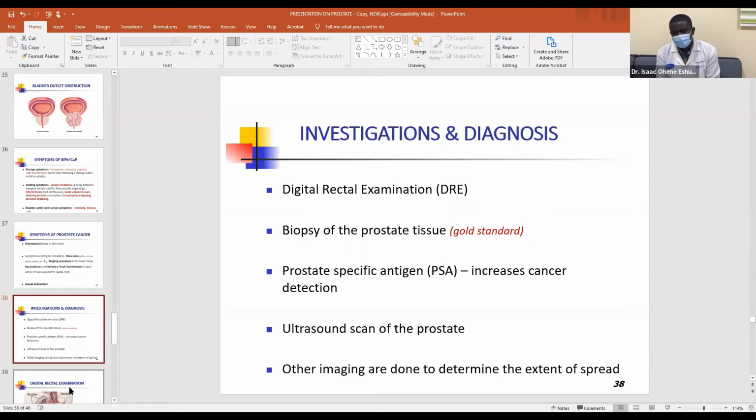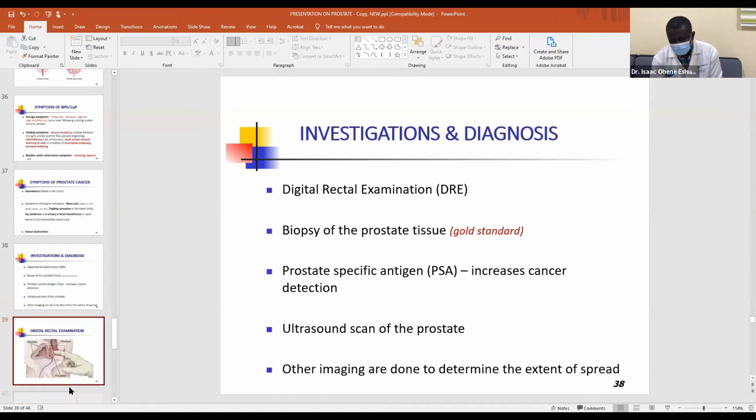Then the other investigations, as stated here, will relate to the extent of spread. So for instance, if you come and you have back pain, I probably will do an X-ray to look at the integrity of the spine. If you come and you have chest pain, it could be that the cancer has spread to the lungs, so we'll do a chest X-ray. If you come and you're having any altered state of consciousness, probably we'll do a CT scan or an MRI of the brain, looking at the extent of spread of the condition. So that is some investigation.